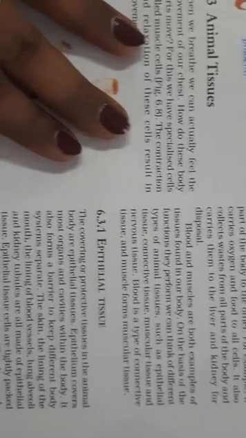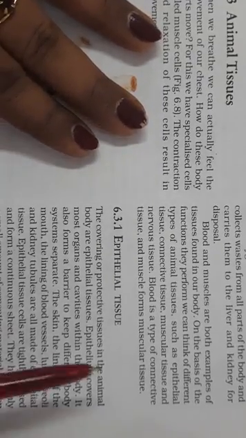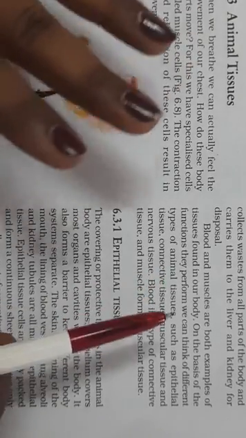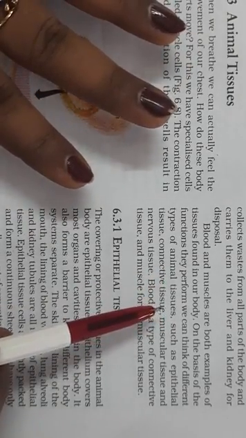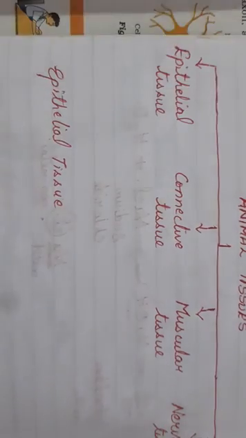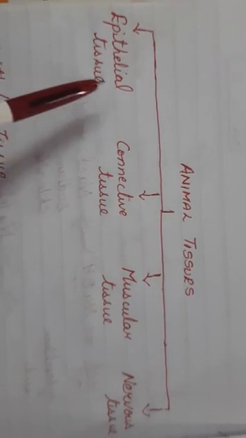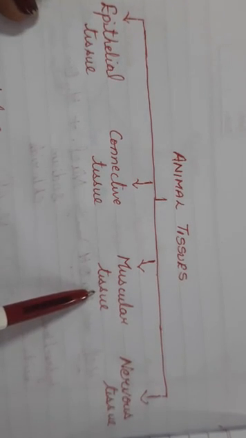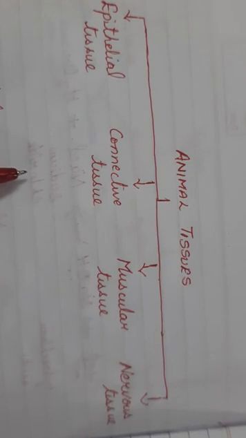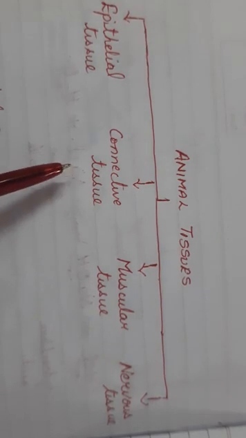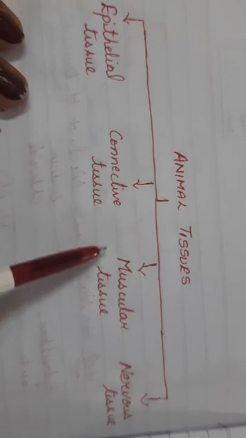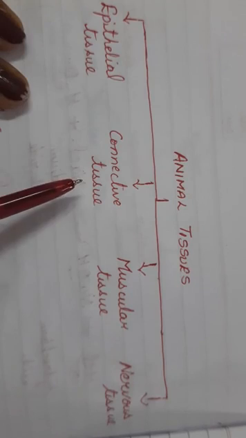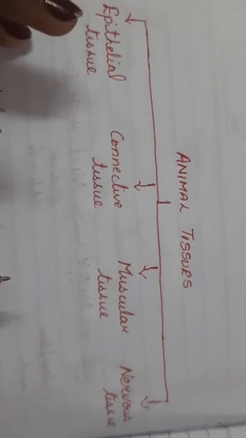So now, children, although we animals are made up of a bunch of complicated tissues, basically they are divided into 4 types. Okay, what are the 4 types? Epithelial tissue, connective tissue, muscular tissue, and the nervous tissue. So when we study animal tissues, we will study all these 4 types of tissues one by one. So starting with the epithelial tissue.